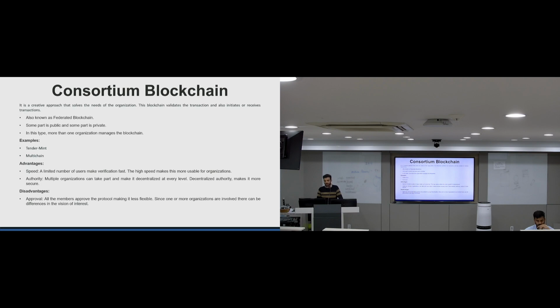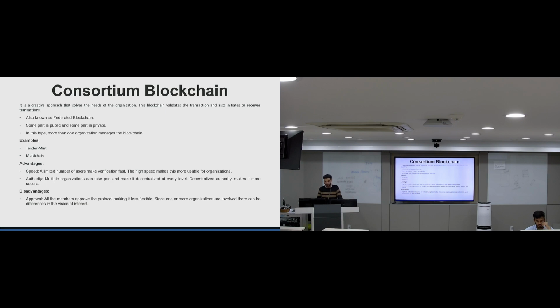It is a creative approach that solves the need of an organization. This blockchain validates the transaction and also initiates or receives transactions. Also known as federated blockchain, some part is public and some is private. In this type, more than one organization manages the blockchain. Examples are Tendermint and multi-chain.